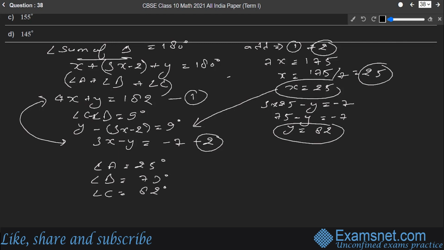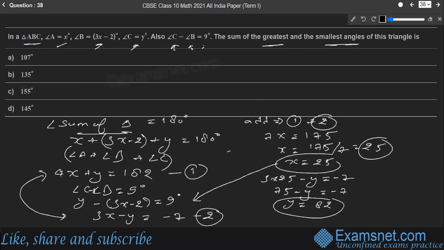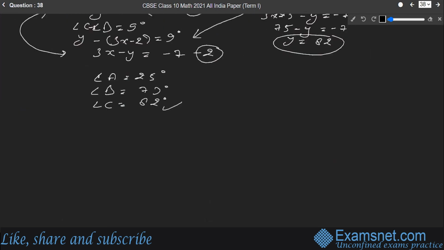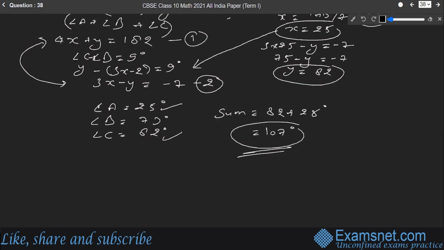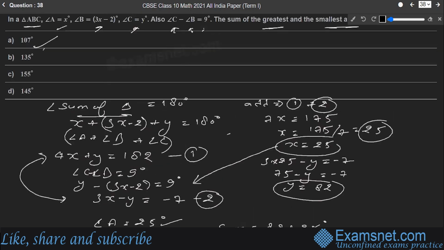Now he has asked us to find the sum of the greatest and the smallest angle. So the greatest angle is 82, the smallest is 25. If we add, the sum becomes 82 plus 25, that is nothing but 107 degrees. So that's the right answer. The sum of the greatest and the smallest angle is 107 degrees, and that is available in option number A, and is the right answer.